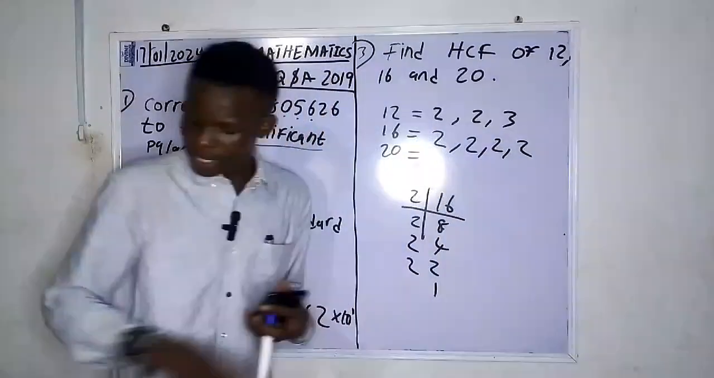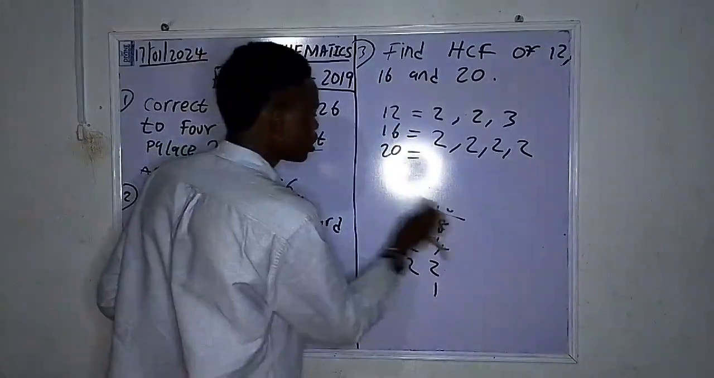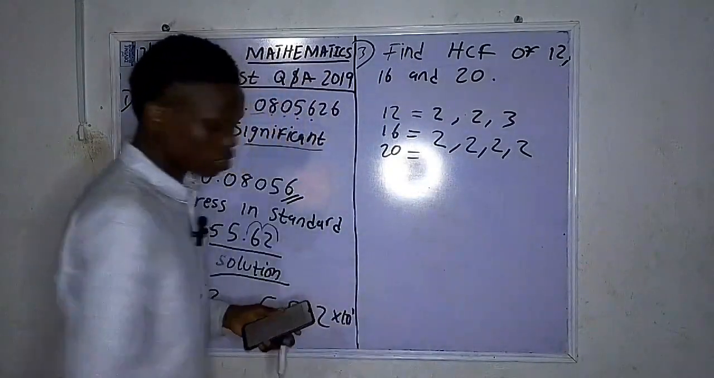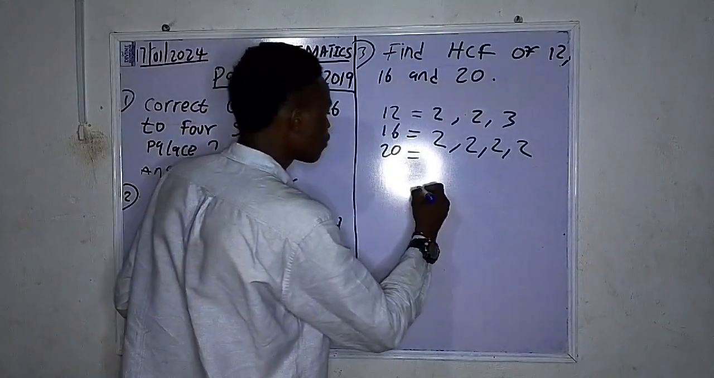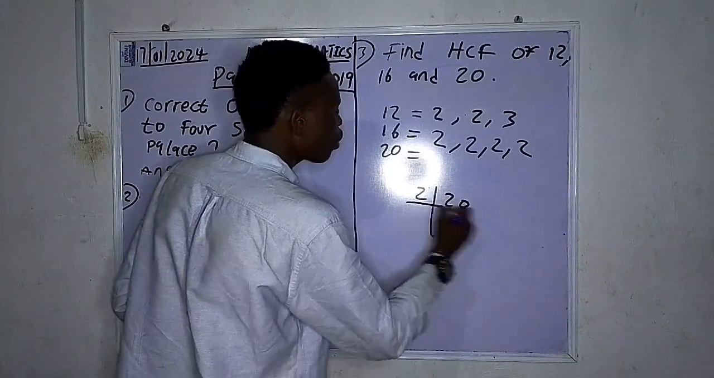Now let's check for 20. Common factors of 20. We have 2 and 20 here. The reason why we're using 2, why?